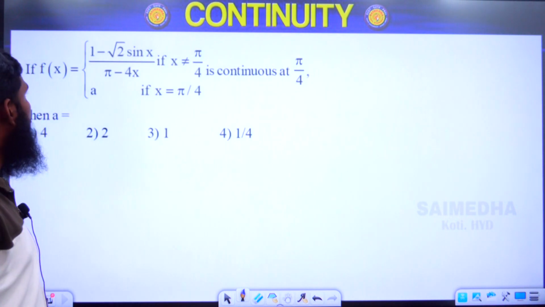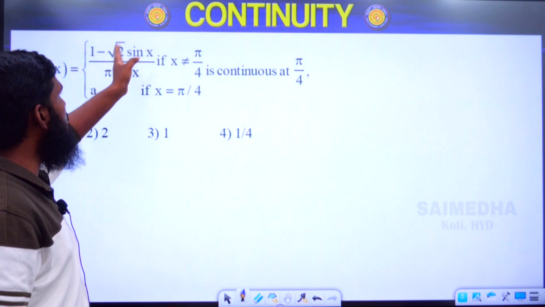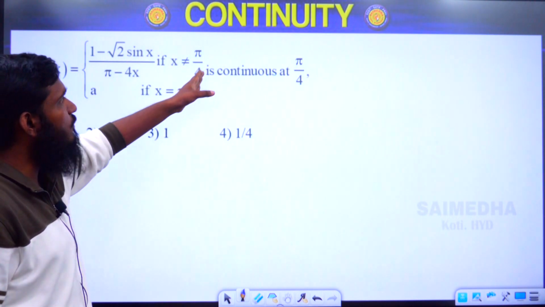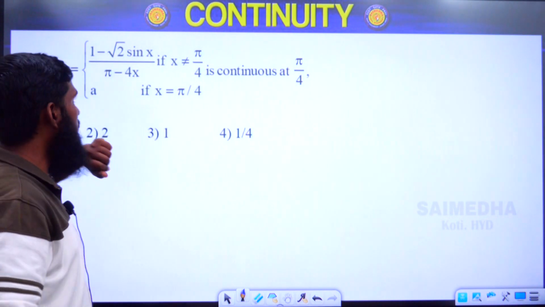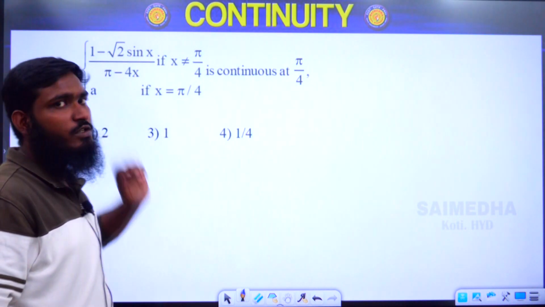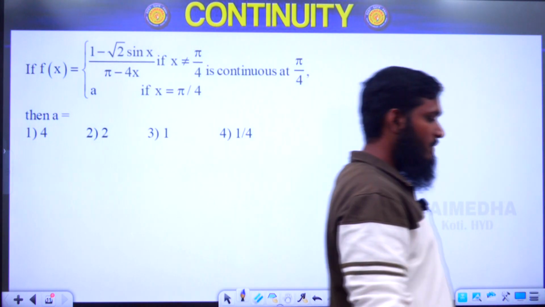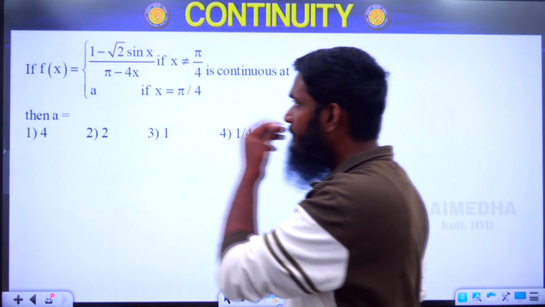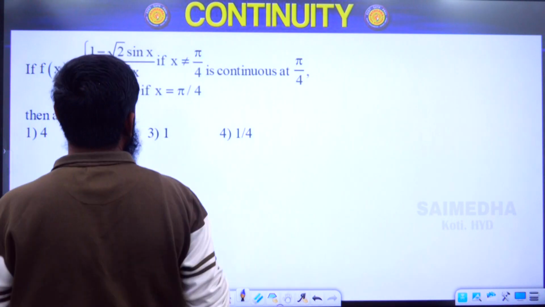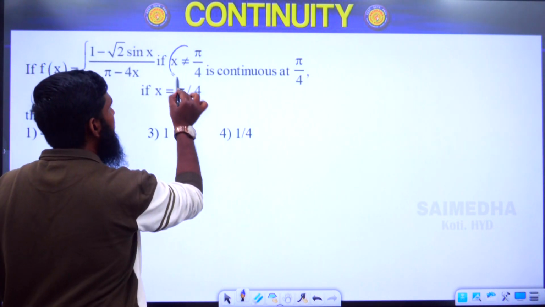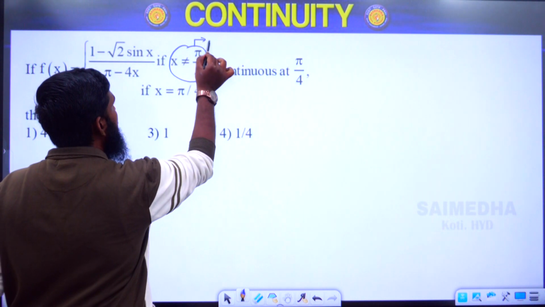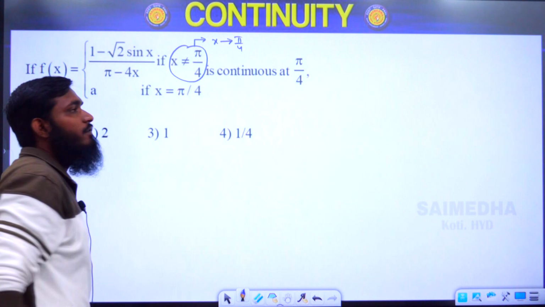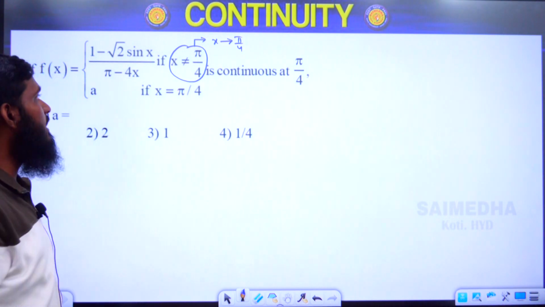Now let us go for the next question. If f of x is equal to (1 minus root 2 sin x) divided by (pi minus 4x), if x is not equal to pi by 4, and f of x is equal to A if x is equal to pi by 4, and f is continuous at pi by 4. Now we have to find the value of A. Just now we discussed what this part means: x is tending to pi by 4.